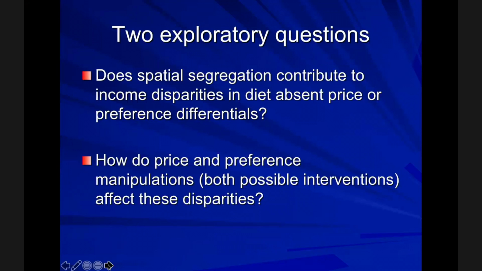Just with the spatial segregation of stores, because some stores just do not locate in poor or minority neighborhoods, would that in itself potentially be sufficient to generate income inequalities in diet? And then in a second stage, how could we manipulate price and preference in the context of segregation, and to what extent would we see an impact on disparities?